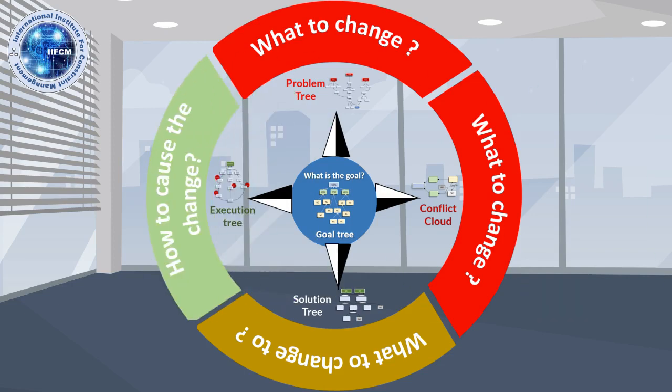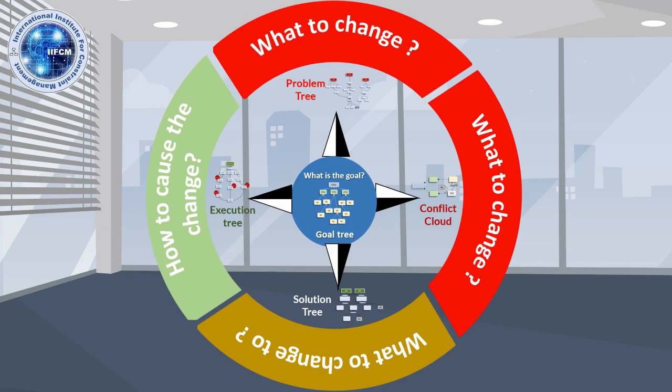The execution tree provides a framework to lay out a sequence of activities needed to implement our solutions. This includes identifying all the possible obstacles and suggesting ways to overcome them. In other words, the execution tree lays out all the components needed to achieve our goal.